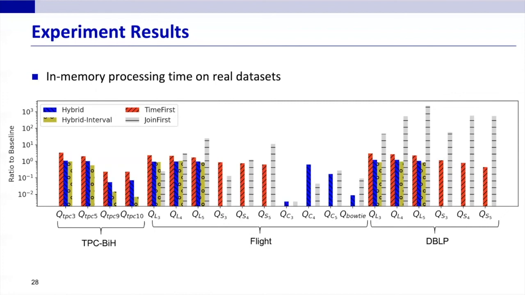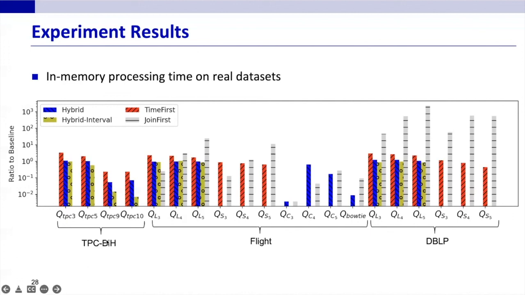Finally, we use DBLP, which is a large co-authorship network from DBLP. Again, by conducting the self-join operation in the graph, we perform line and star temporal join queries. Now let's see the actual results. On the y-axis, we show the running time as the ratio to the baseline algorithm. On the x-axis, we show different types of queries on different datasets.